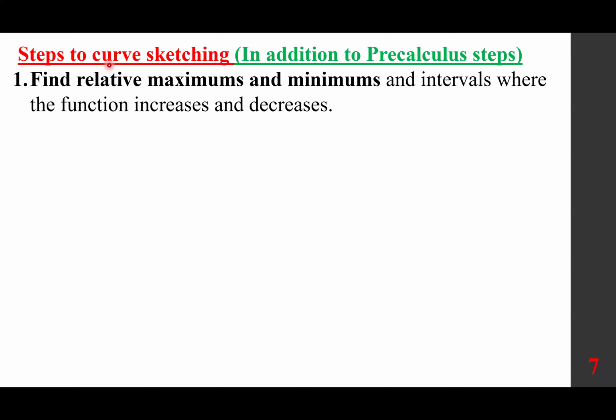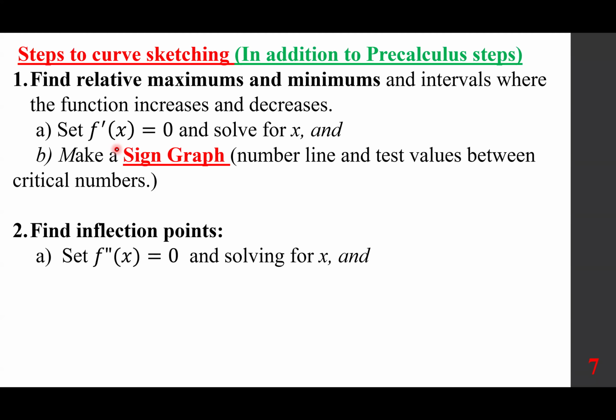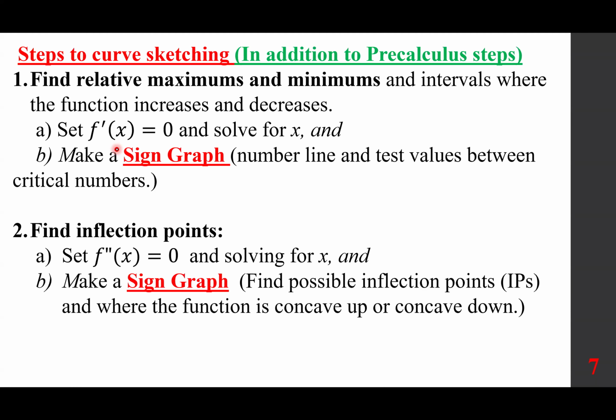Steps to curve sketch. In addition to the pre-calculus steps, which I'm going to discuss in a moment, we find relative extremes, relative minimum and maximum, and intervals where the function increases and decreases. So set f prime equal to 0, solve for x, and make a sign graph. For inflection points, set f double prime equal to 0, solve for x, and make a sign graph. Put all of them together and sketch the graph.